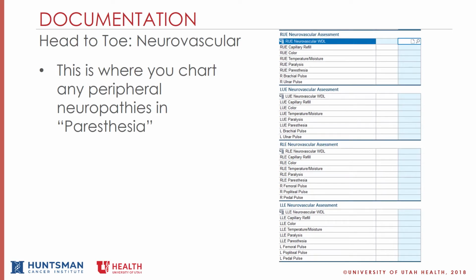Next on the head-to-toe assessment is the neurovascular assessment. This assessment is a repeat section for the most part. We go over capillary refill, color, temperature, which is something we have already addressed in previous sections. This section is great for charting peripheral neuropathies in our patients. If in your neurological assessment you find that your patient has neuropathies, this is a good section to chart under paresthesia. You can chart a full thorough assessment on the neuropathies.